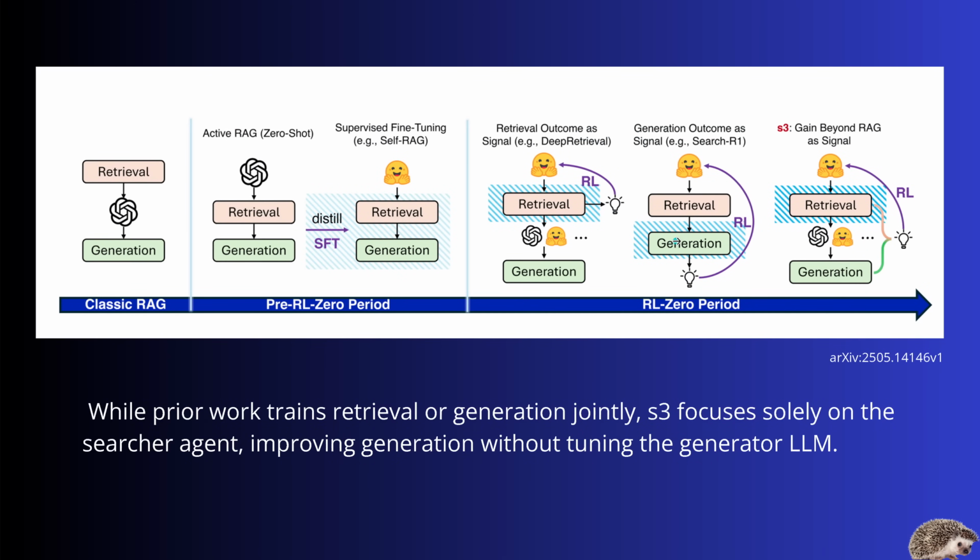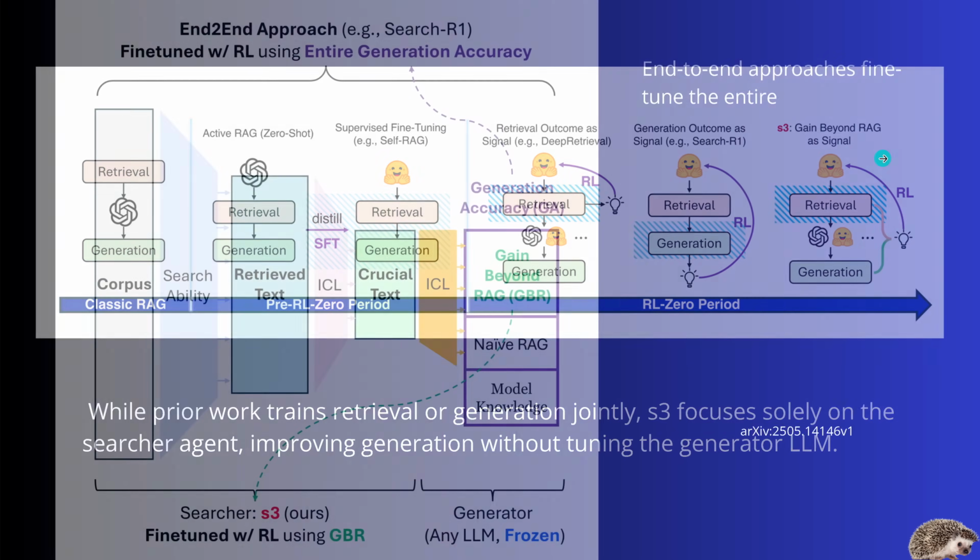So you see, and this is also the way I built up this video until now, we have the classical RAG, the retrieve and the generation, and then we have the pre-reinforcement, the pre-DeepSeek RL0 method, where we had a distillation, a supervised fine-tuning. This is what we call self-RAG. I have a particular video on self-RAG. It's more than a year old. And then with DeepSeek reinforcement learning 0, we have all this DeepRetrieval, Search-R1, and now the brand new S3, with the metric Gain Beyond RAG as a reward signal coming back in the optimization loop for training your model.